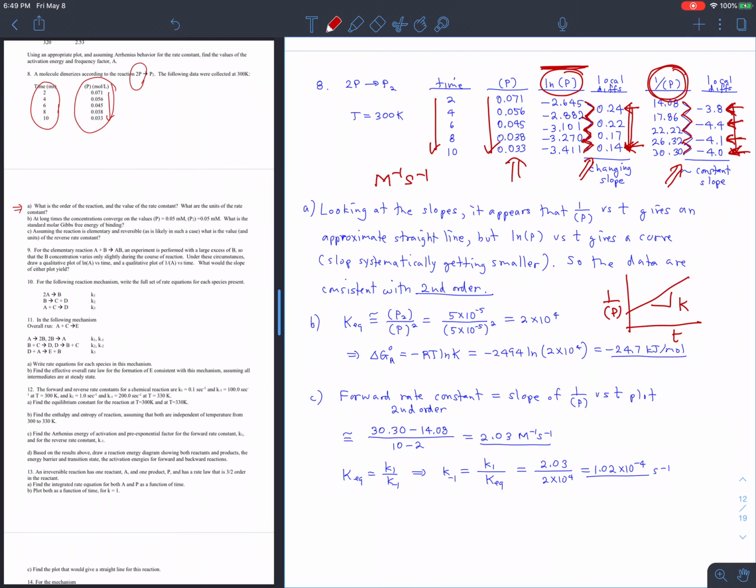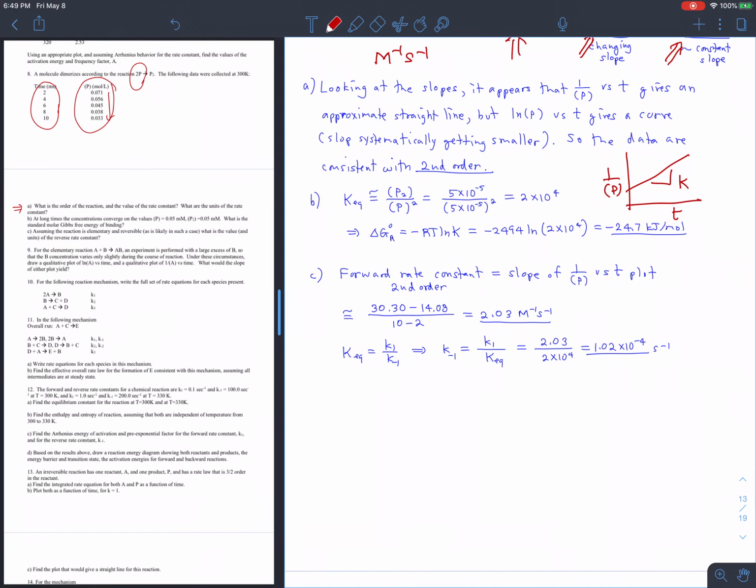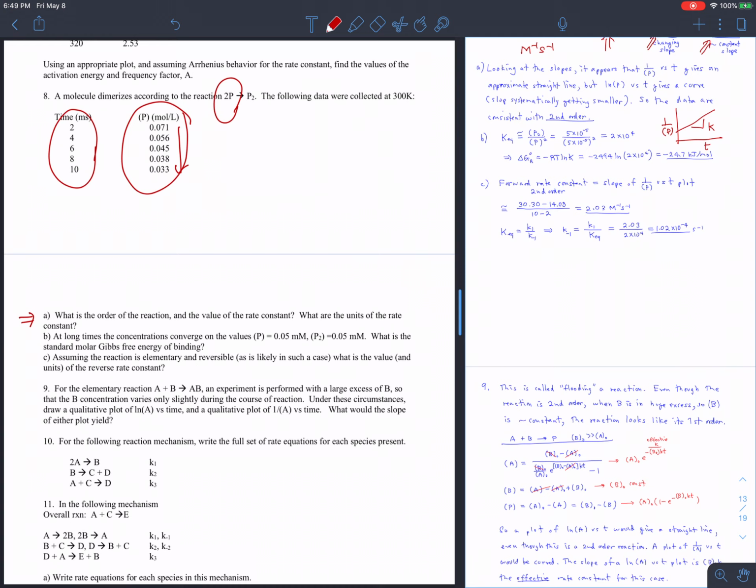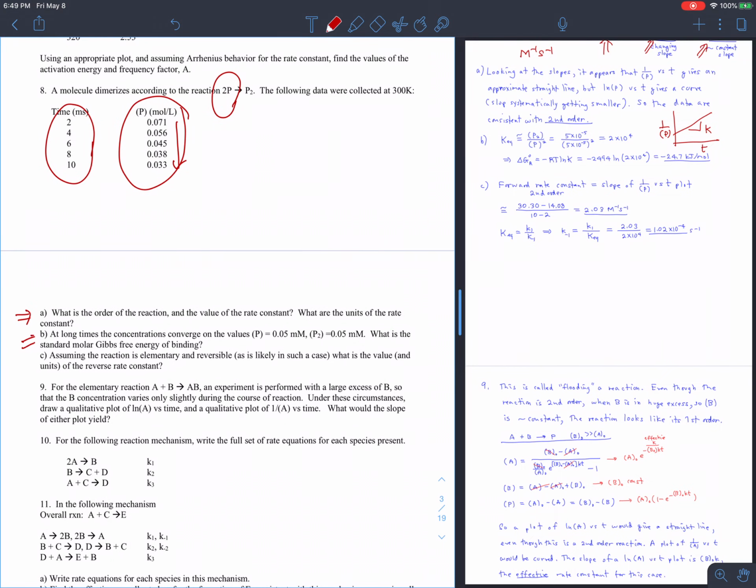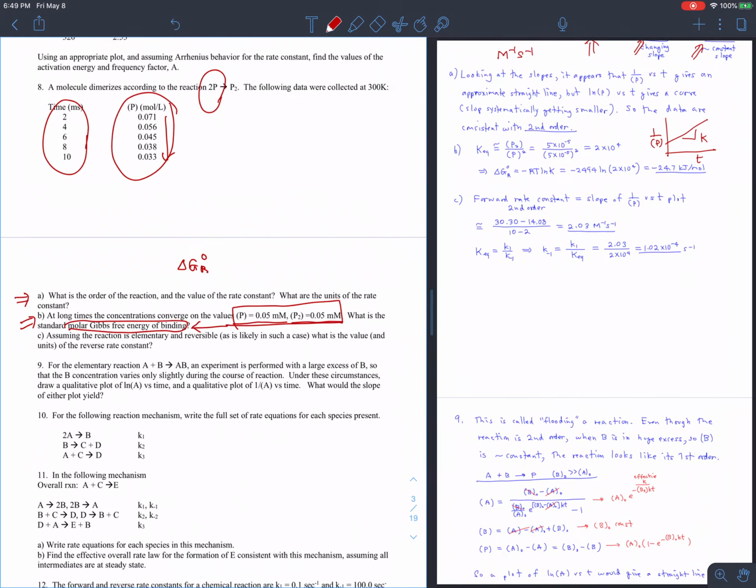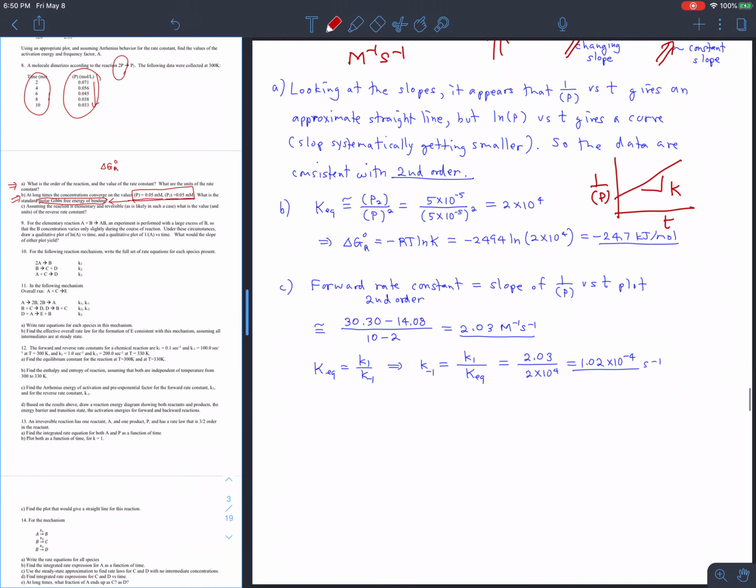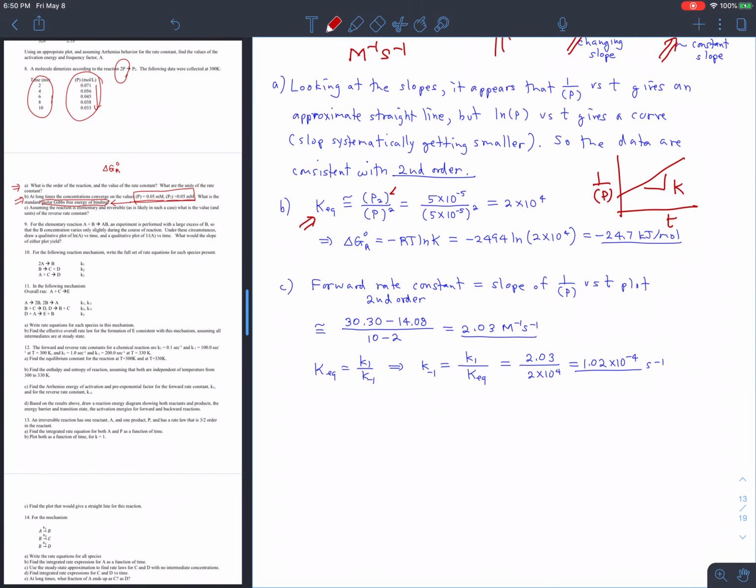All right, the next part of the problem asks, at long times, the concentrations converge on values of P of 0.05 millimolar and P2 of 0.05 millimolar, and we want to know what the standard molar Gibbs free energy of reaction in this case is. So we want delta G R standard state. How are we going to do that? Well, these are the equilibrium values, so we can calculate an equilibrium constant, and that's what I've done over here. I'm calculating the equilibrium constant by putting P2 over P squared for this particular reaction.